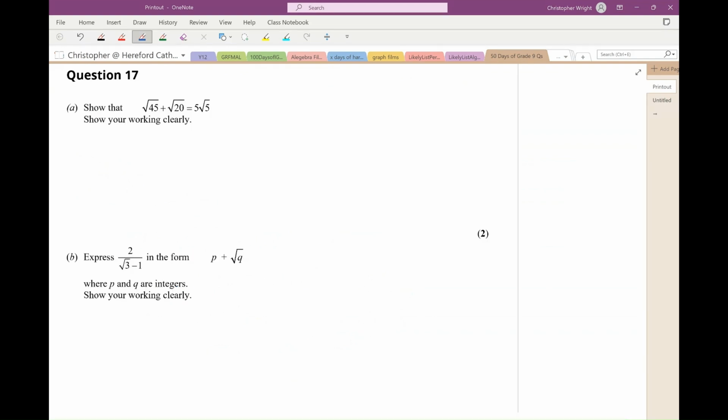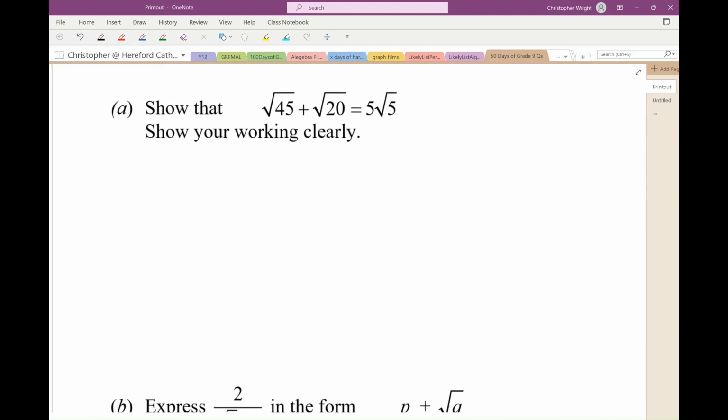Question 17 looks like a question about surds. Let's have a look. Part A. Show that the square root of 45 plus the square root of 20 equals 5 root 5. So I'm going to take the left-hand side and I'm going to simplify it and hope that I find 5 root 5 is the answer. Now there's a bit of a clue here. You see how we're aiming to end up with an answer which involves root 5s.